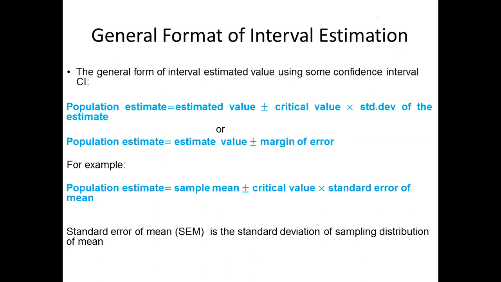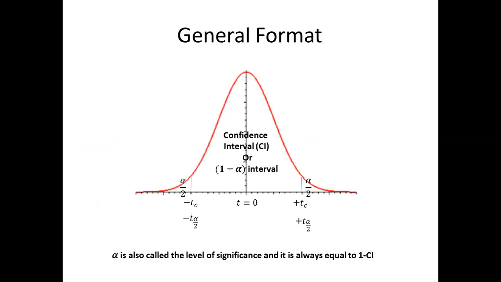So for example, the population estimate of the mean is equal to the sample mean plus minus critical value into standard error of the mean. The standard error of the mean is the standard deviation of the sampling distribution of the mean, which we have always emphasized, and again over here.